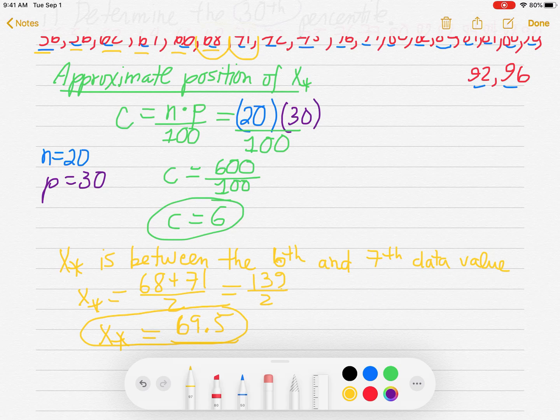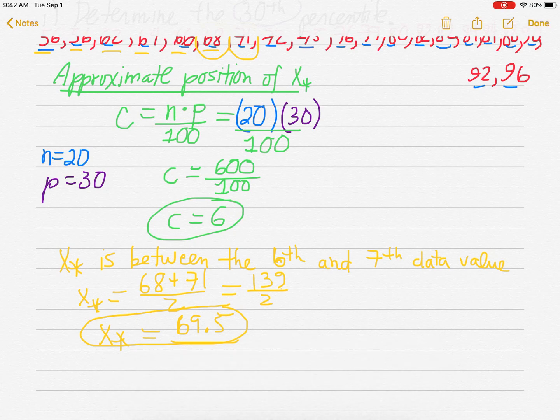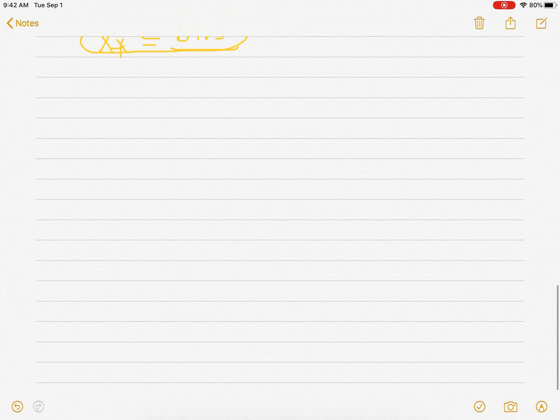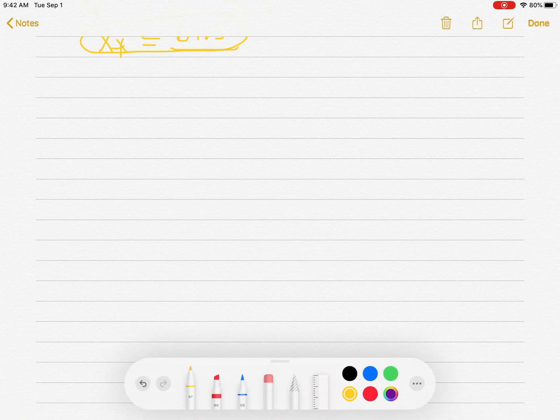So that's it. That's your answer. That is the 30th percentile of this data set. Now let's do another. That was number 1. Let's do number 2. Number 2, here we go. Right here on the side. Determine the 85th percentile.